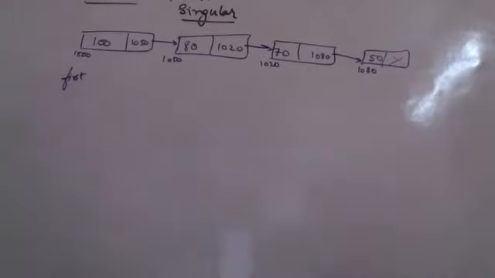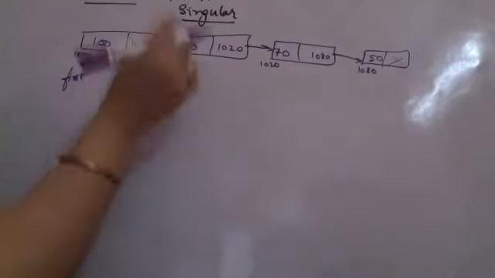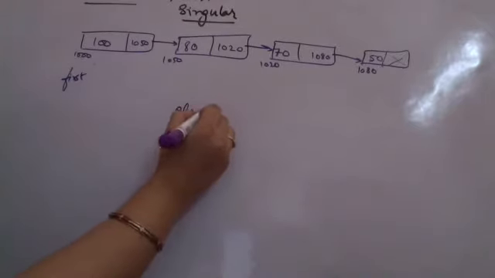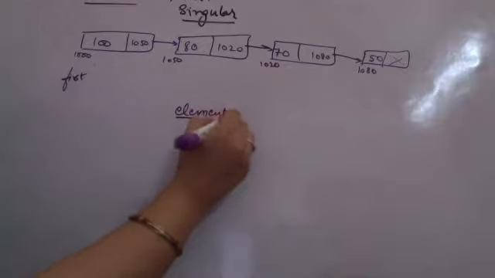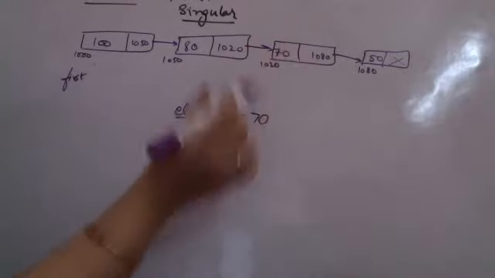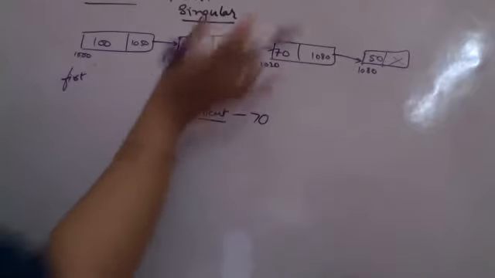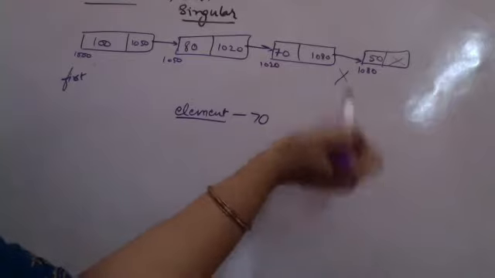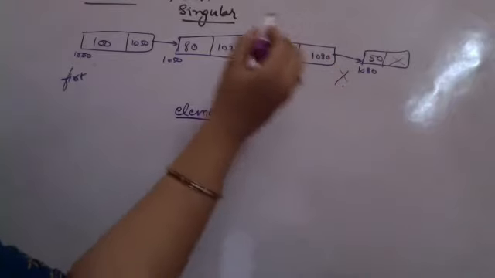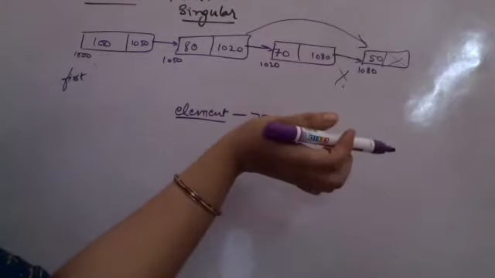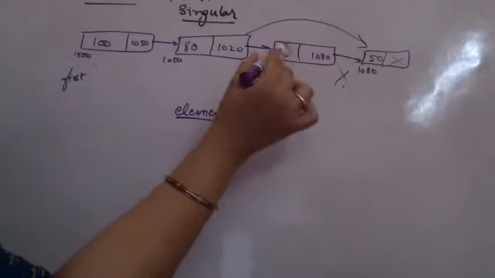So I have a linked list from which I want to delete a particular element. Supposedly the element that I want to delete has the value 70. Supposedly I want to delete this element. To be able to delete one element, I need to break this link. Before breaking this link, I need to create this link. Okay? And then I should free this memory.